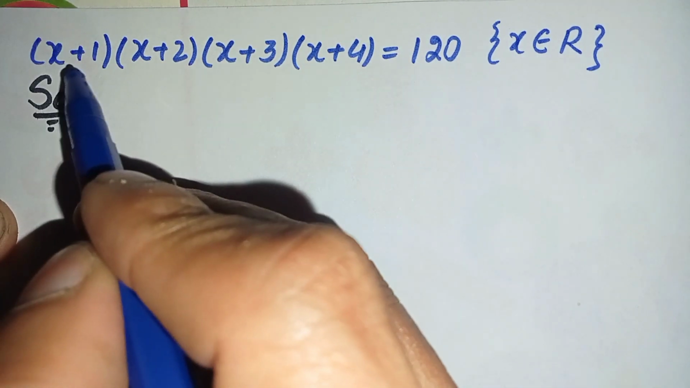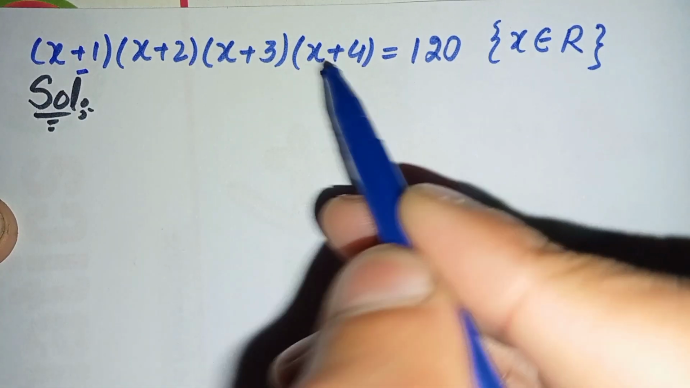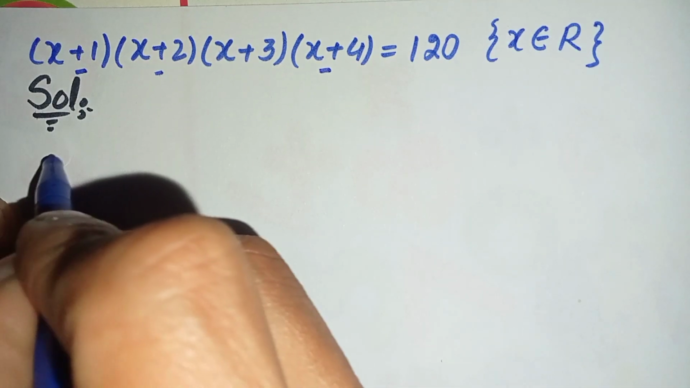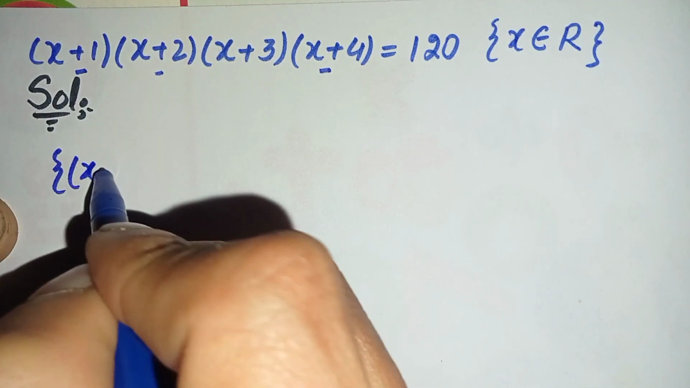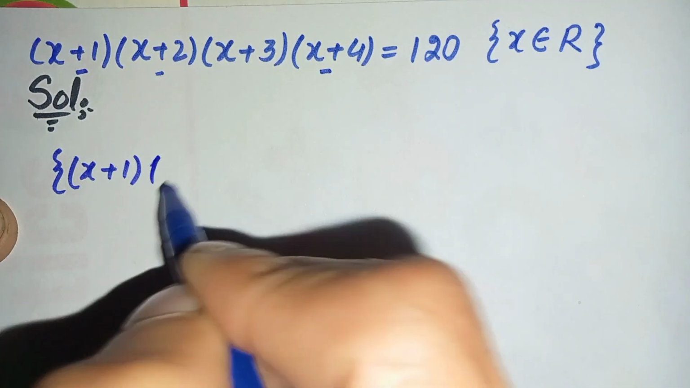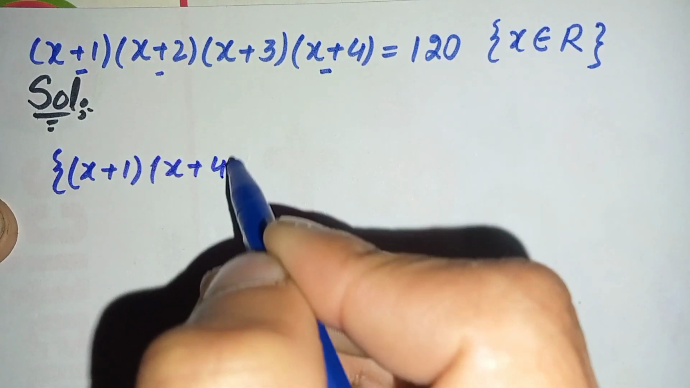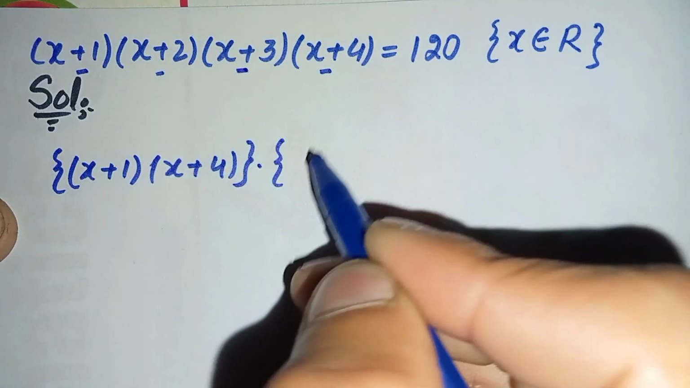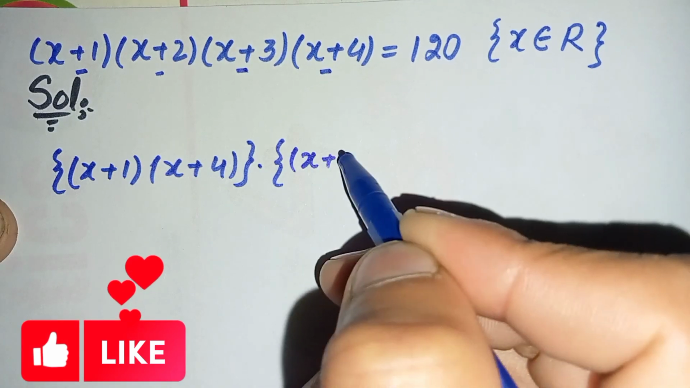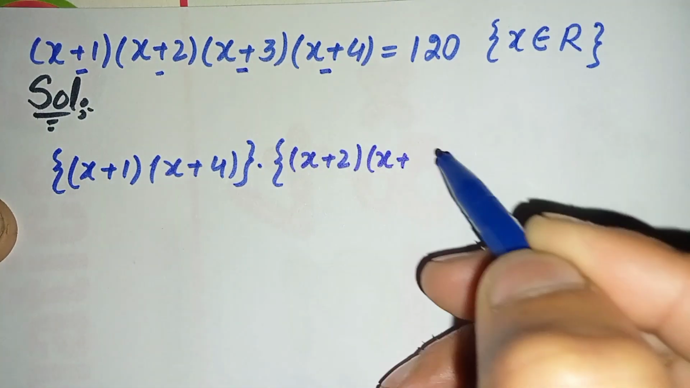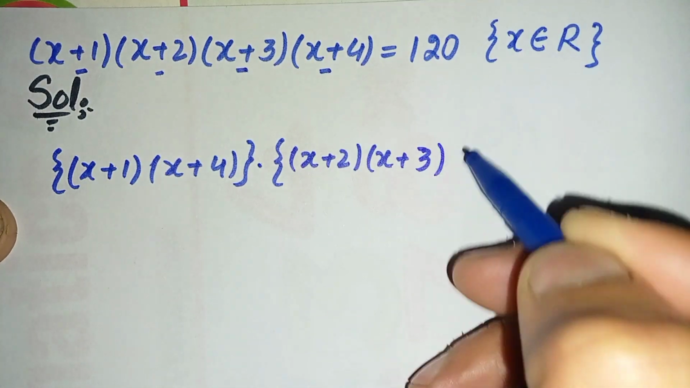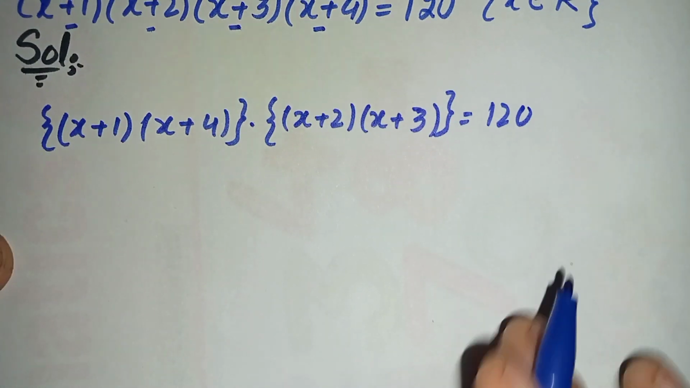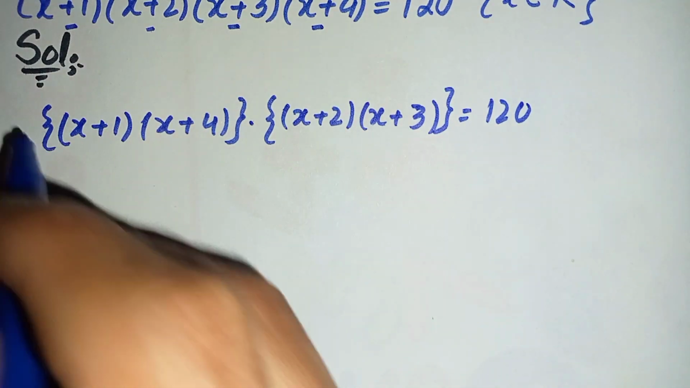Now here, first of all, we will combine the first and the fourth term and the second and the third expression. So this equation will become, combining the first and the last expression, (x+1)(x+4). Now let us combine the second and the third expression, (x+2)(x+3) is equal to 120. Now let us multiply these two expressions inside the braces.